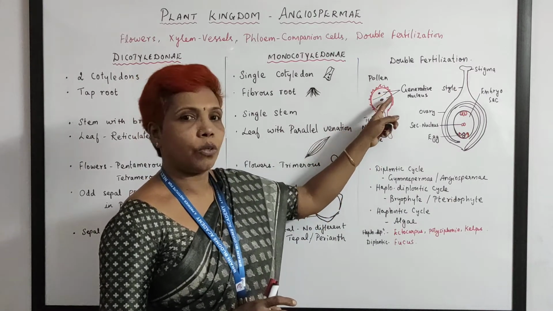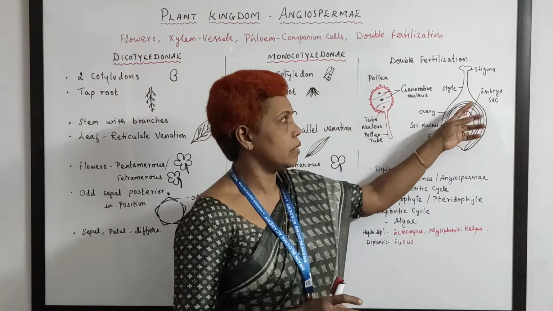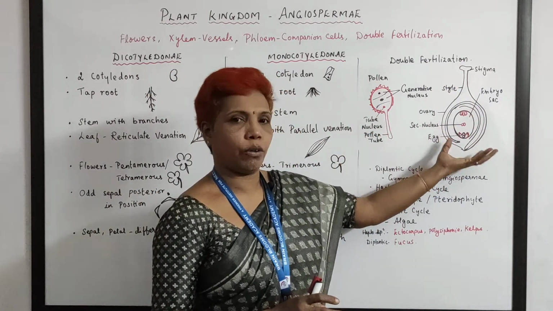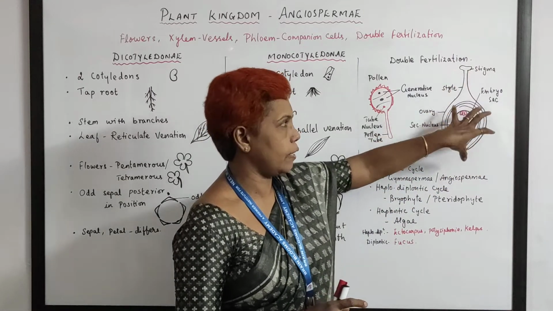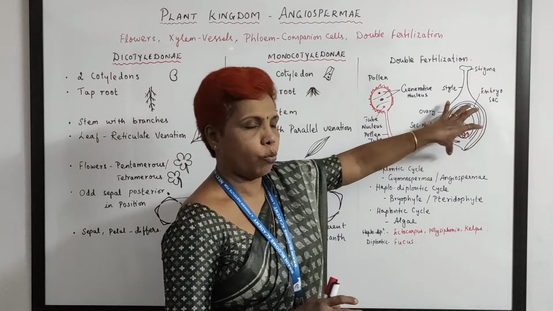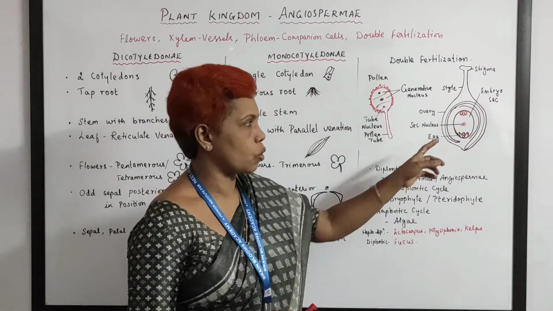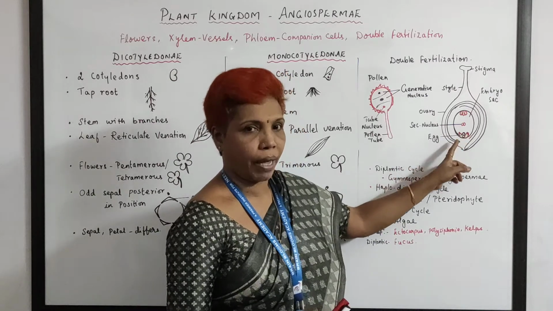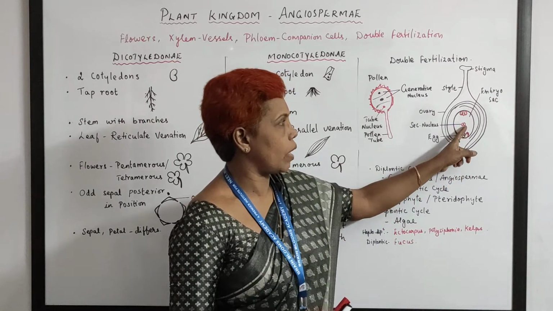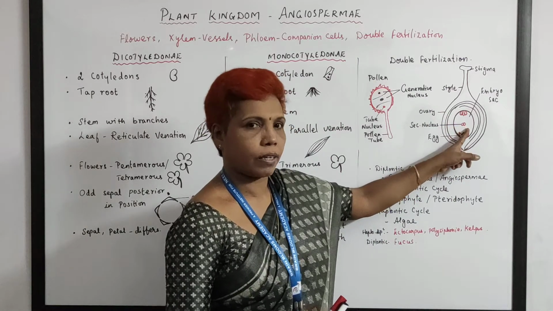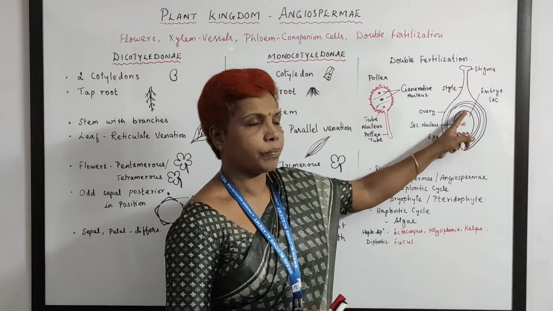This generative nucleus is going to act like a gamete. Now this is the ovary, the female part of a flower: ovary, style, stigma. Inside the ovary, there are some structures, the ovule, and there is an embryo sac. The embryo sac has three egg apparatus, and the center one is the egg. And this is the polar nuclei clubbed to form a secondary nucleus, and these are the antipodal cells.